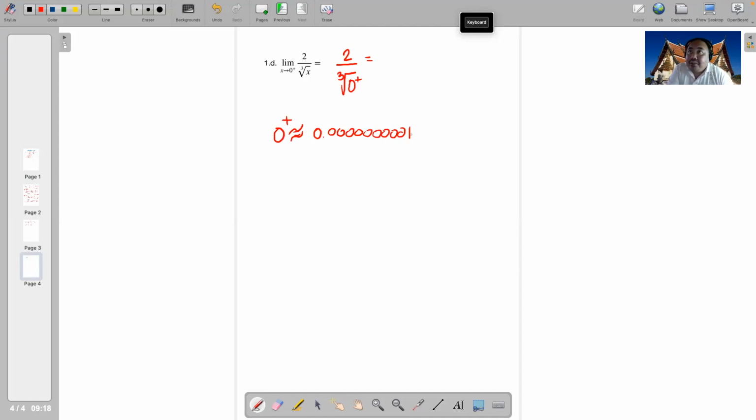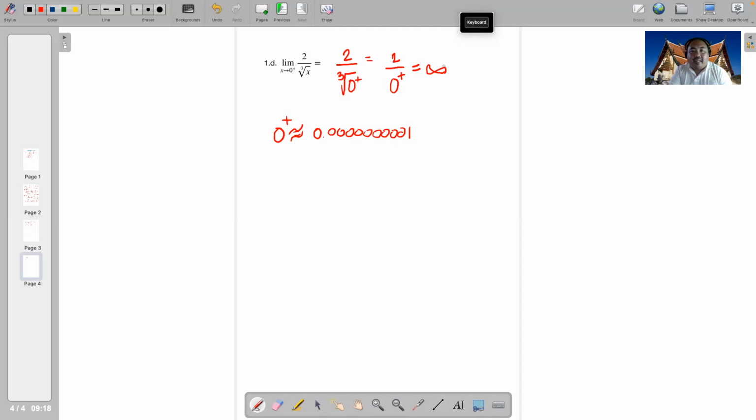Now, when you get the cube root of a positive number, you still get a positive number. So the cube root of this small but nonetheless positive number is still positive. So you have 2 over a positive number but very small. This gives you positive infinity.